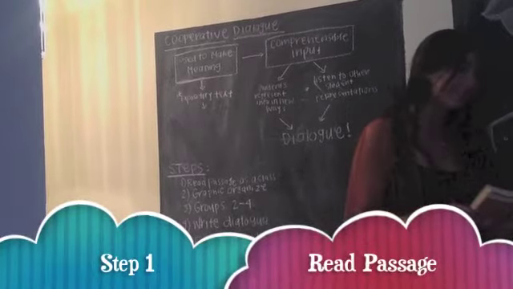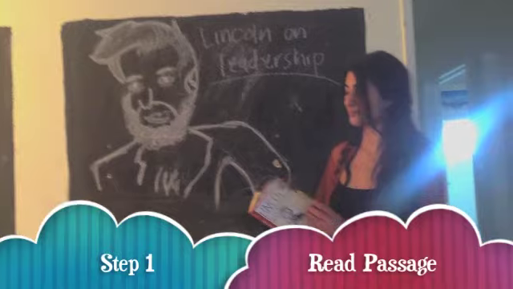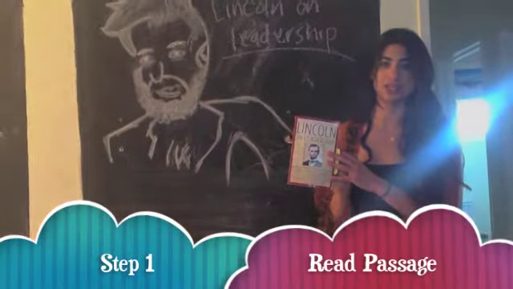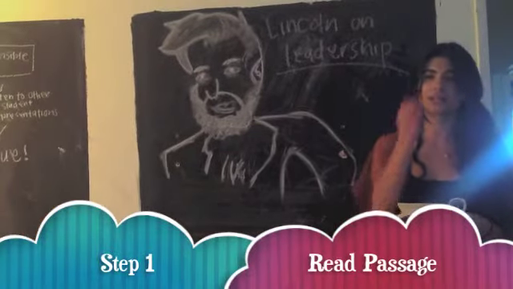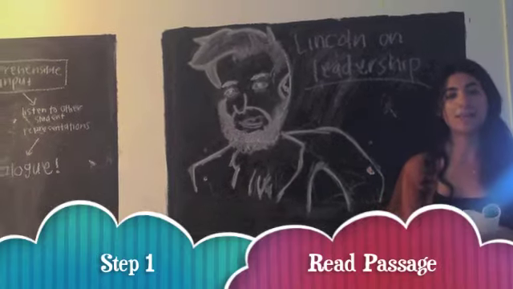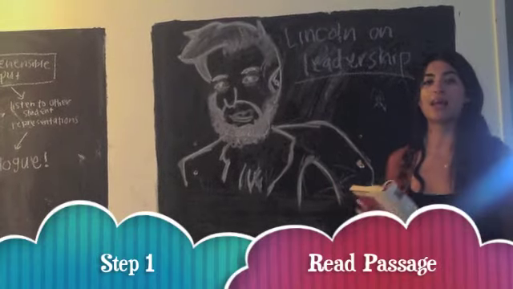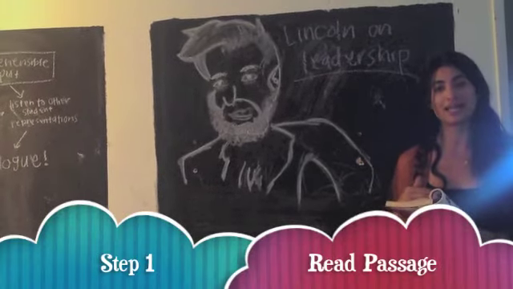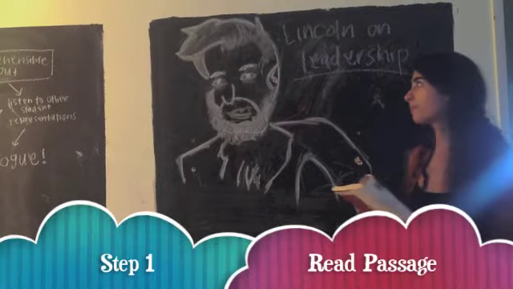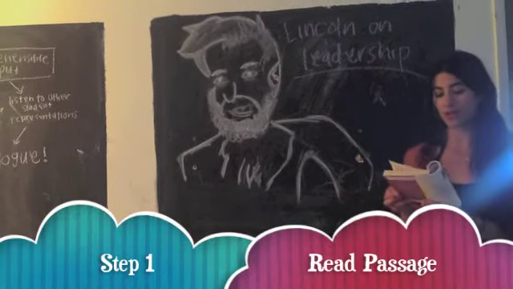Now, I will read the text we will use as an example in this video. It is taken from Lincoln on Leadership. It's a difficult and complex passage, but through the use of cooperative dialogue, we will be able to understand these ideas more easily. All right.